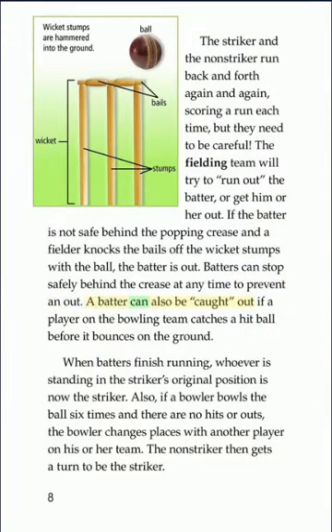A batter can also be caught out if a player on the bowling team catches a hit ball before it bounces on the ground. When batters finish running, whoever is standing in the striker's original position is now the striker. Also, if a bowler bowls the ball 6 times and there are no hits or outs, the bowler changes places with another player on his or her team. The non-striker then gets a turn to be the striker.